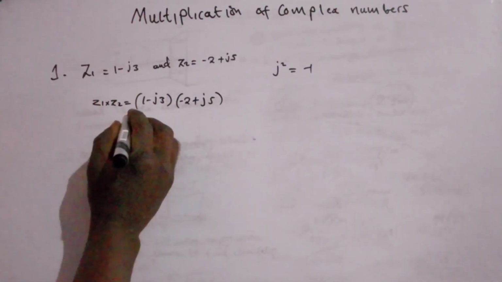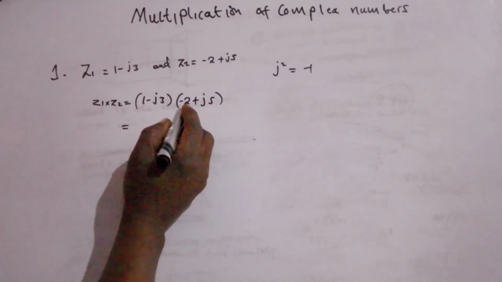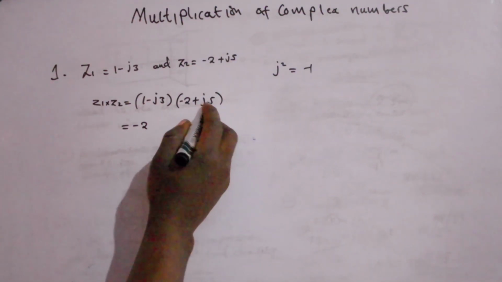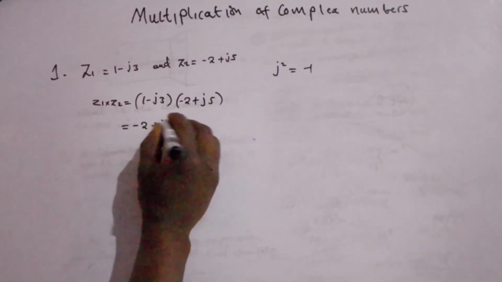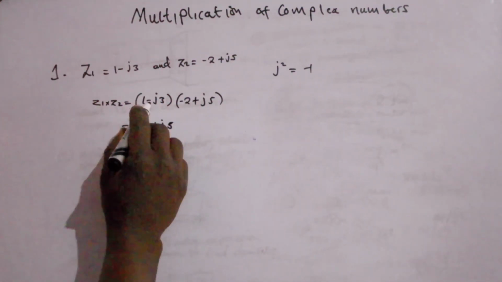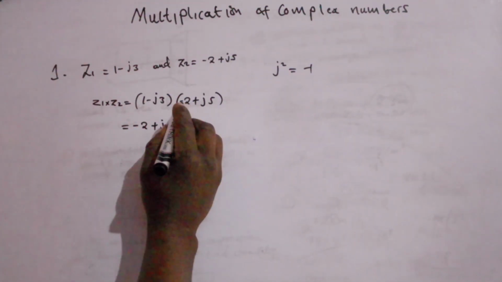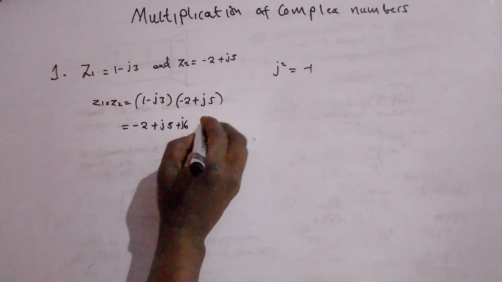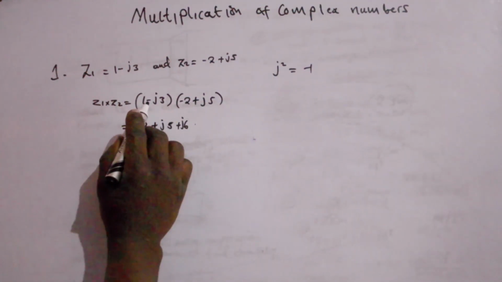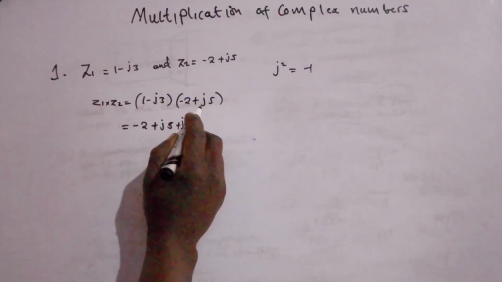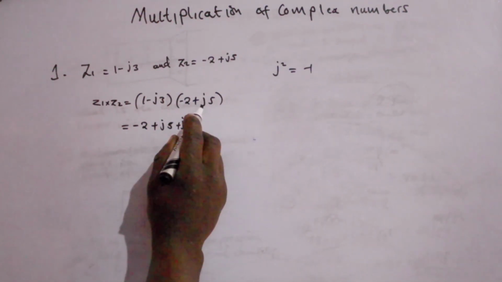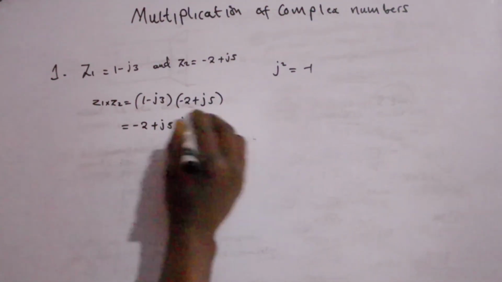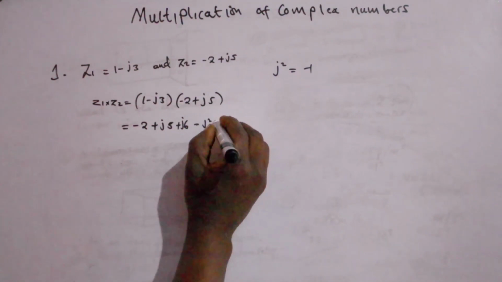Okay, so here we are going to multiply 1 times negative 2, we are going to have minus 2, then 1 times 5i, we are going to have plus 5i, then minus 3i times minus 2, we are going to have plus 6i, then minus 3i times 5i, we are going to have minus i squared 3 times 5, which is 15.